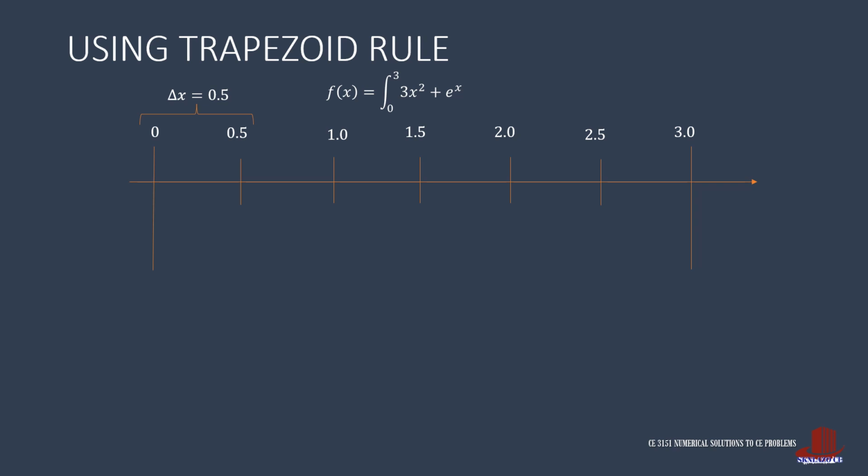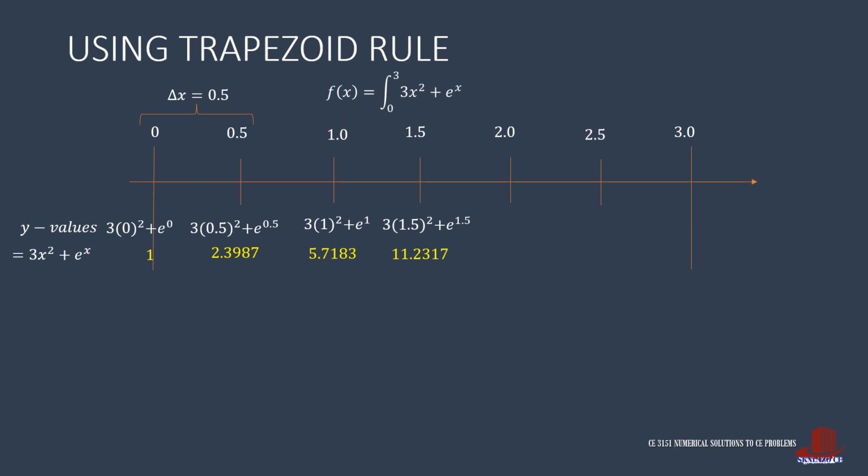The trapezoid approach does not need any midpoint after identifying the coordinates of the bases, so directly solve for the y values, where y is 1 when x is 0. At x of 0.5, y is taken as 2.3987. When x is 1, y turns out as 5.7183. At x of 1.5, y is computed as 11.2317.